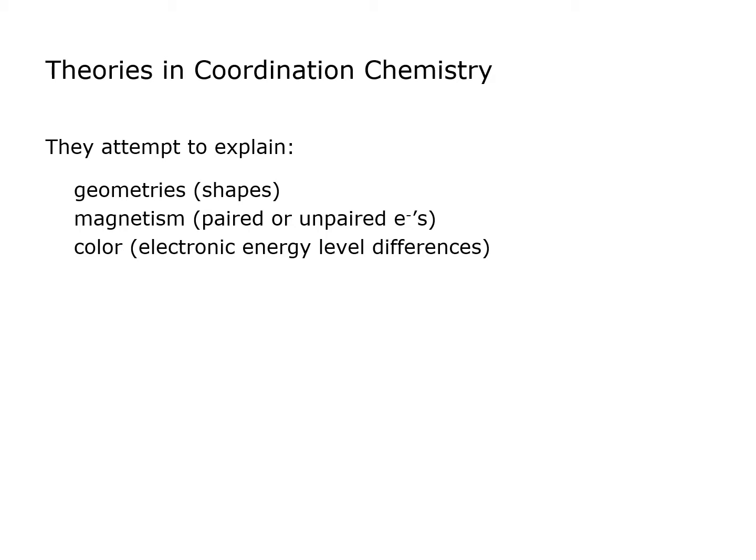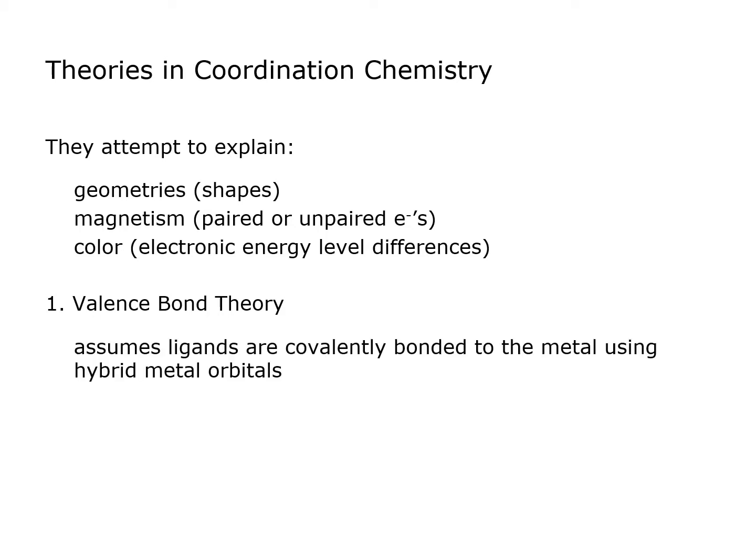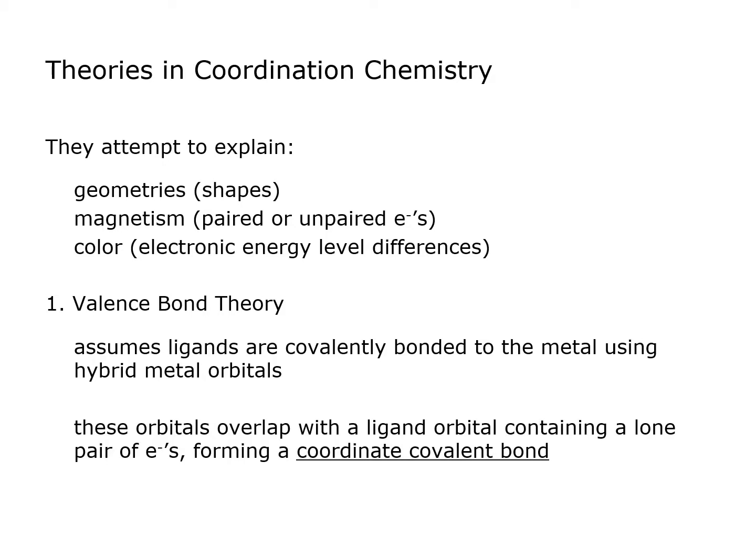The first theory we're going to discuss is valence bond theory. If anything, this is going to be an extension of what you've learned in Chemistry 111A, the first semester course. As it pertains to coordination chemistry, we're going to make the assumption that ligands are covalently bonded to the metal using hybrid metal orbitals. The hybrid metal orbitals are going to be vacant.